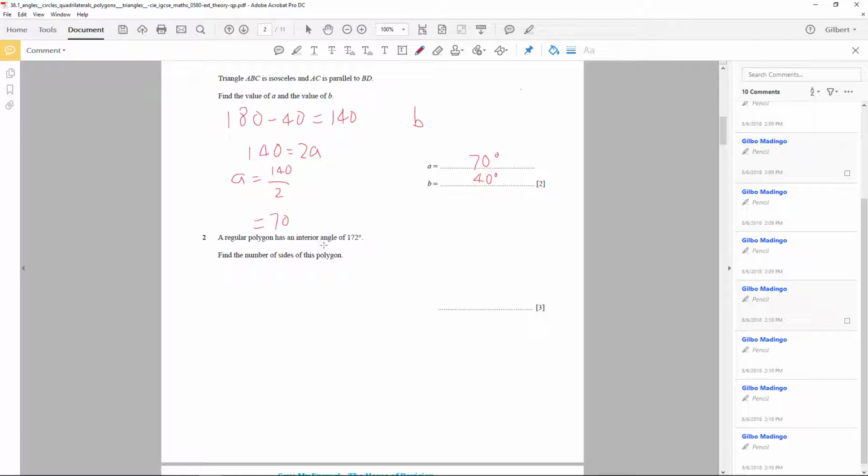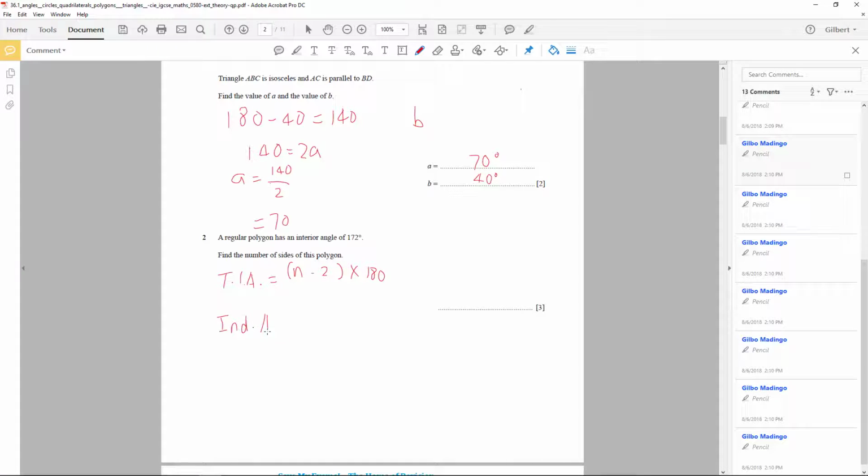Now next question. A regular polygon has interior angle of 172. Find the number of sides of this polygon. Right, so the formula for total internal angle is equals to n minus 2 times 180. But in order to find the individual angle of each side, you will use the same formula, n minus 2 times 180 divide by n.